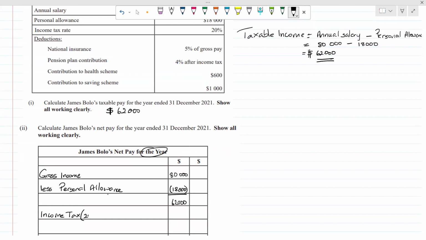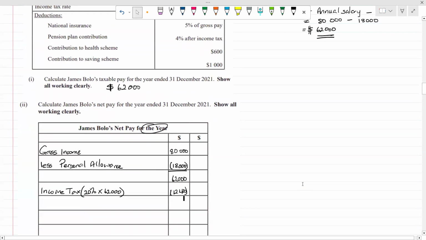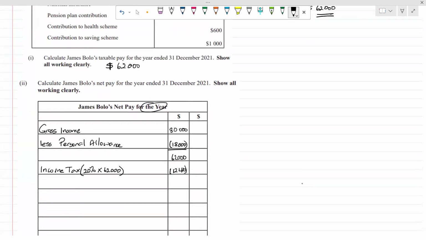And that's at a rate of 20% of the taxable income, which is 62,000. That's $12,400. Then we do national insurance. Now we have to pay attention to what is written for the rates of these, right?